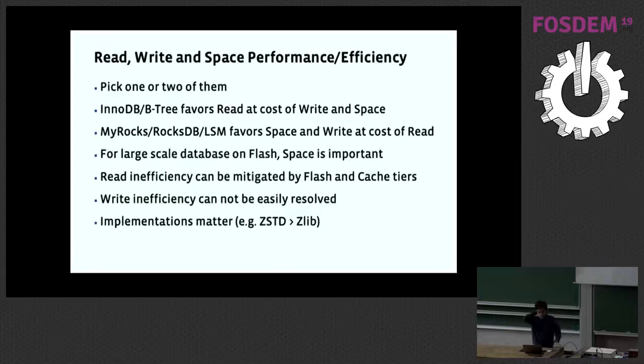The background of the development of MyRocks was that there are basically three constraints on the application side: read performance, write performance, and space. You cannot optimize everything, so normally you pick one or two out of the three. InnoDB and B-tree favor reads at the cost of write and space.